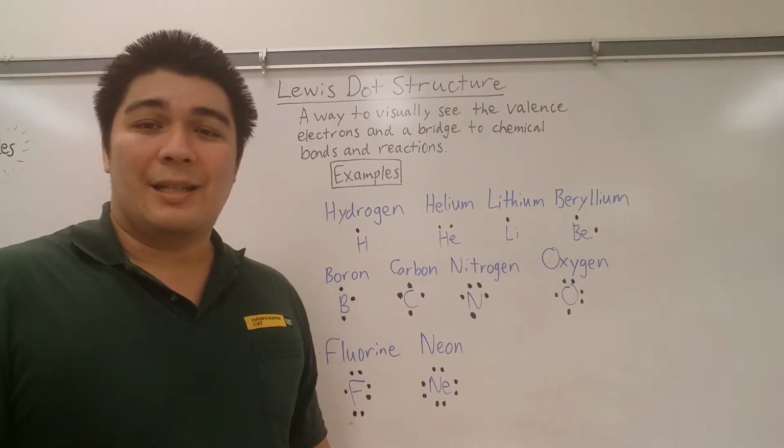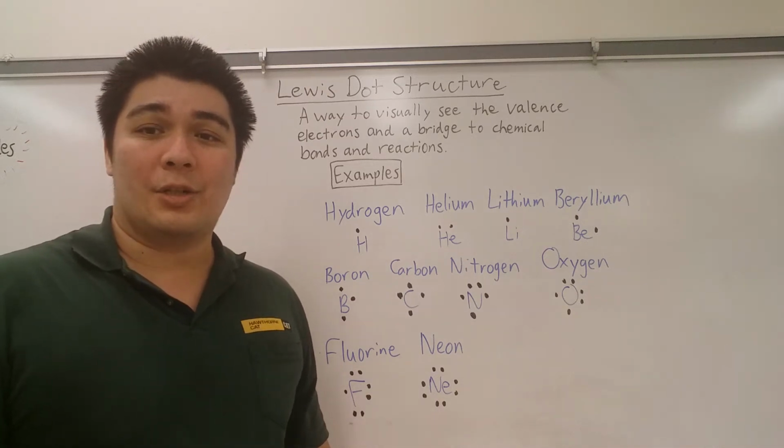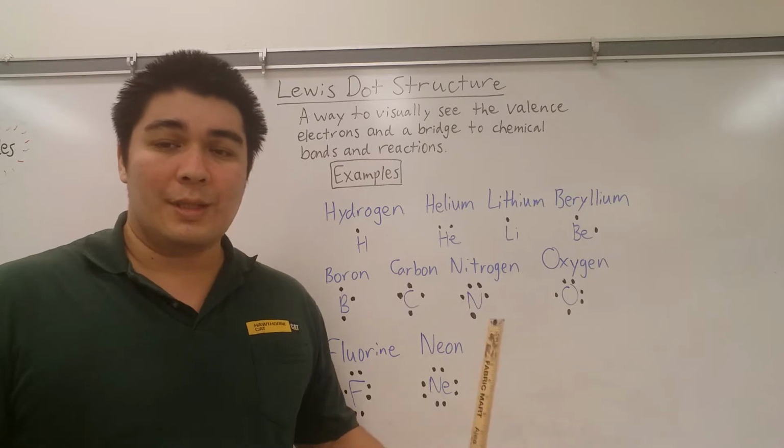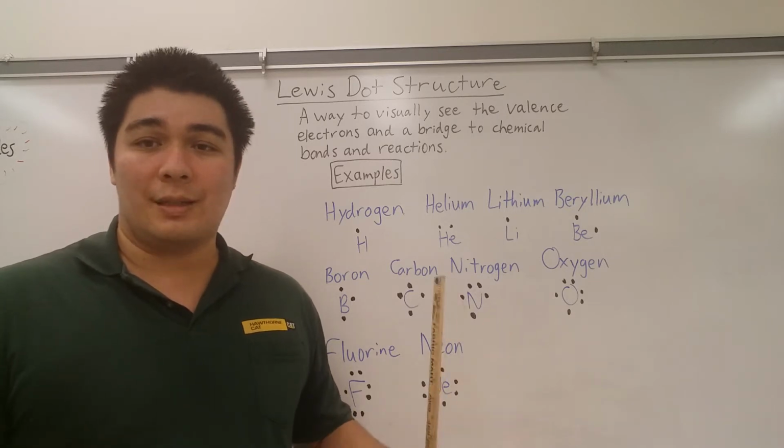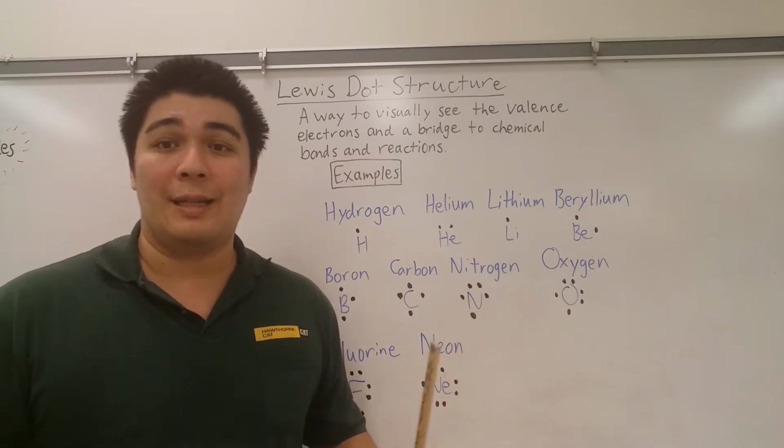Good afternoon, class. Today what I'd like to do is go over the Lewis dot structure. The Lewis dot structure is a way to visually see the valence electrons in an element.